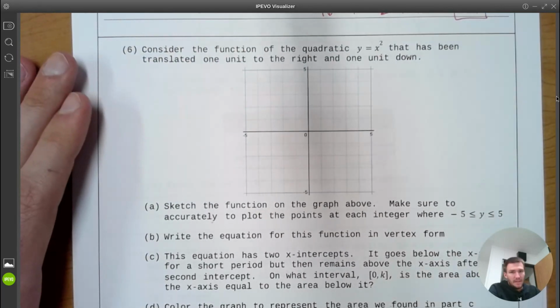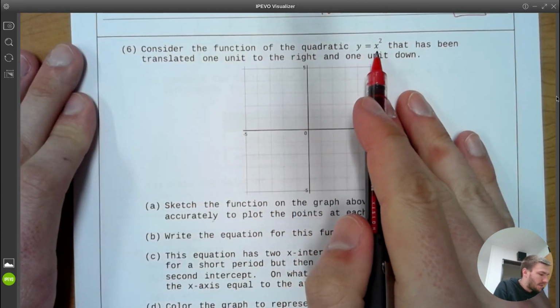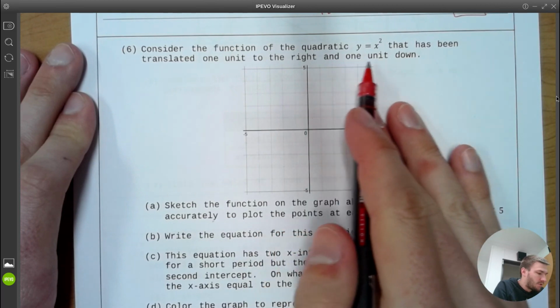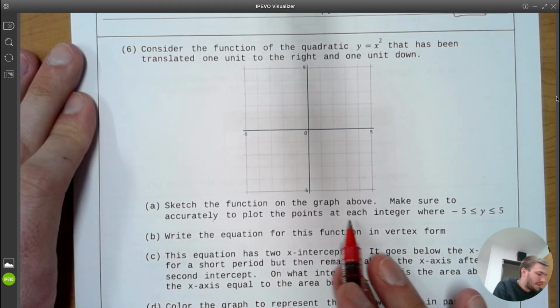The bottom here. Consider the function of the quadratic y equals x squared that has been translated 1 unit to the right and 1 unit down. Sketch the function on the above graph. Make sure to accurately plot the points at each integer where.